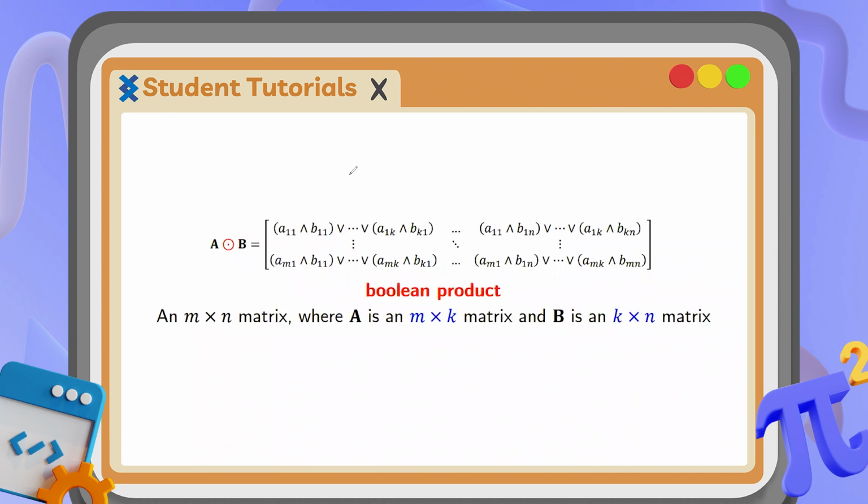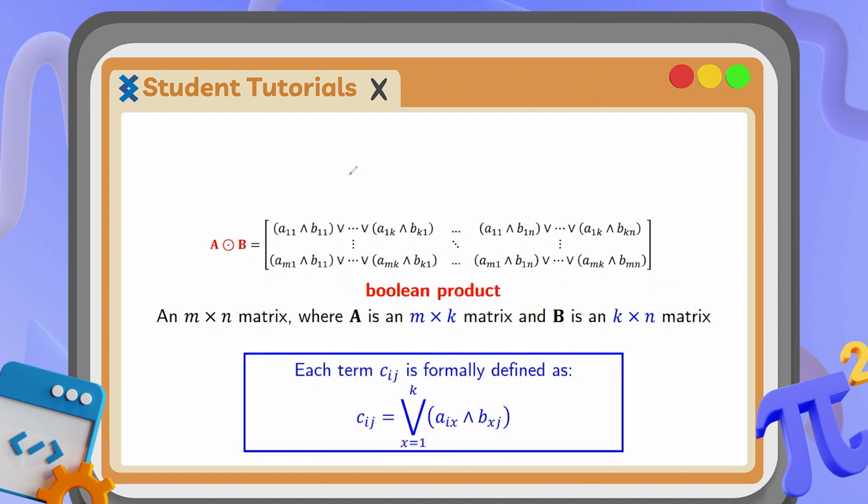And then we have the Boolean product, which is an m by n matrix, where A is an m by k matrix and B is a k by n matrix, with each term C sub ij, the ij element of the product matrix, formally defined as follows. So, if you're wondering what this symbol means, it's similar to sigma, where you are adding terms, and for this operation, you are taking the disjunction of multiple elements.